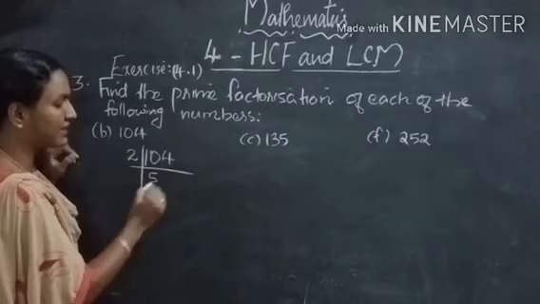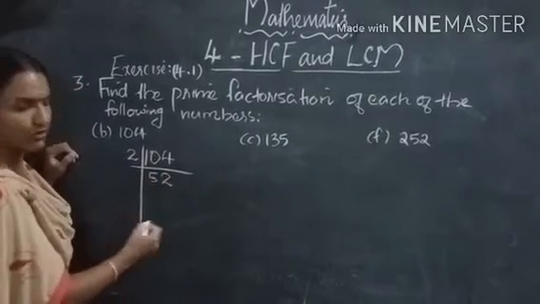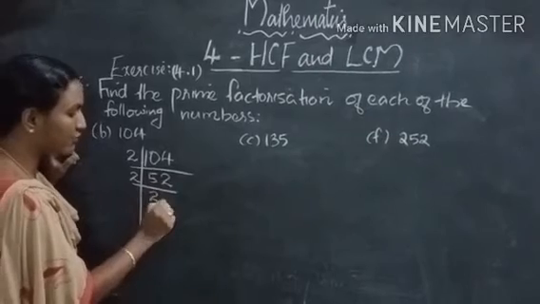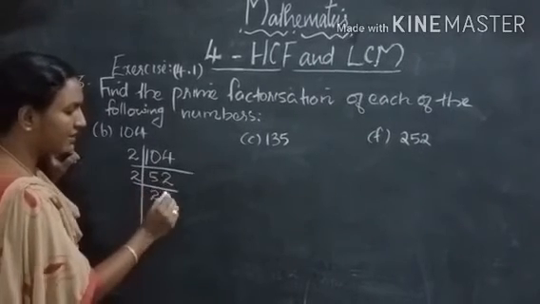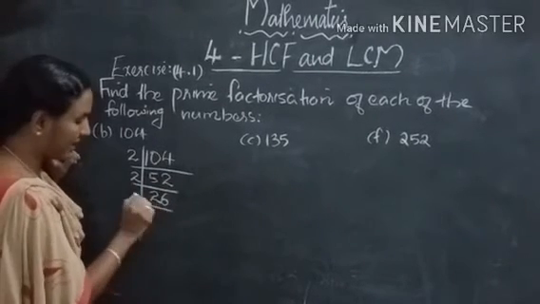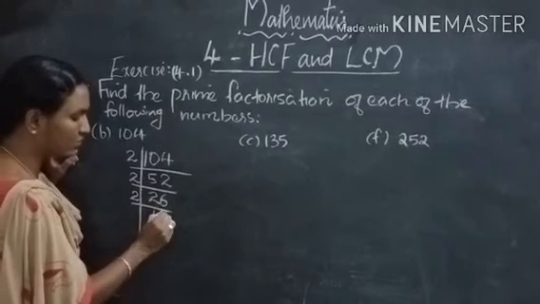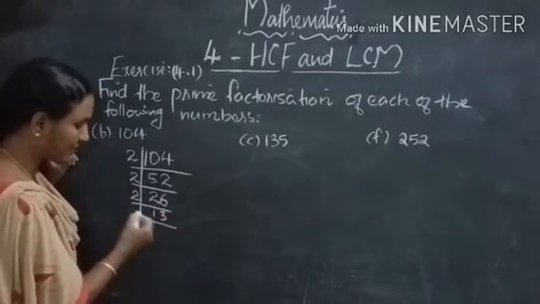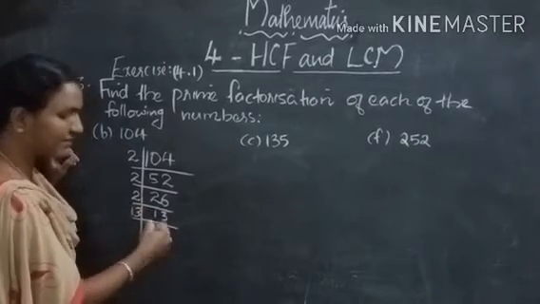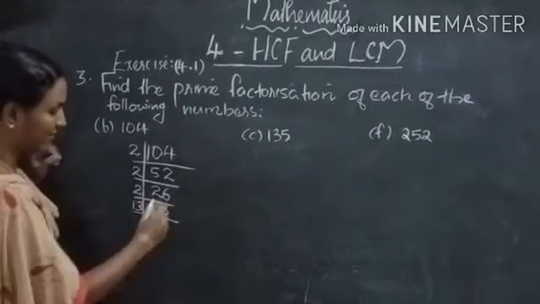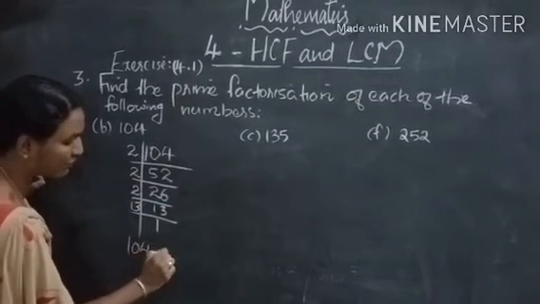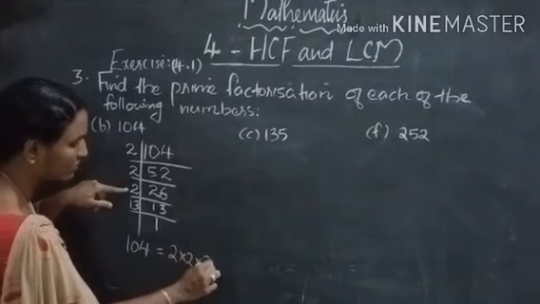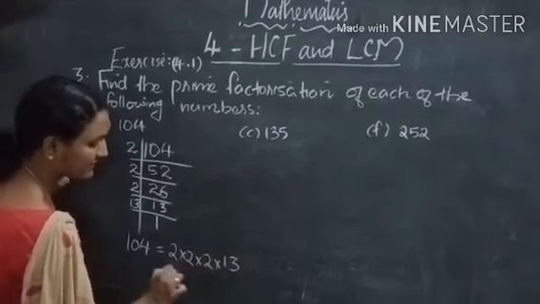5 2s are 10 and 2 2s are 4. Again 2 2s are 4, then balance 1, 12, 6 2s are 12. Again 2, 1 2s are 2 and 3 2s are 6. 13 is a prime number. So take outside 13. 1 13s are 13. So the prime factorization of 104 is equal to 2 into 2 into 2 into 13.